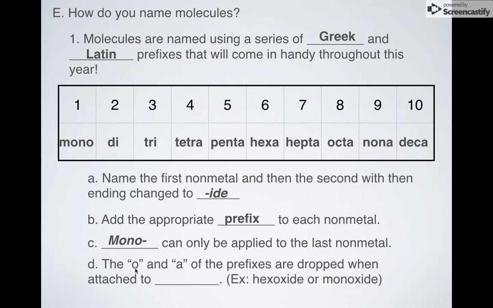And sometimes with spelling, which doesn't really matter in our case, the O and A can be dropped, like in mono, tetra, penta. The little letters at the end here can be dropped if it's attached to oxide. You don't say monooxide. It's just monoxide. You don't put two O's together.